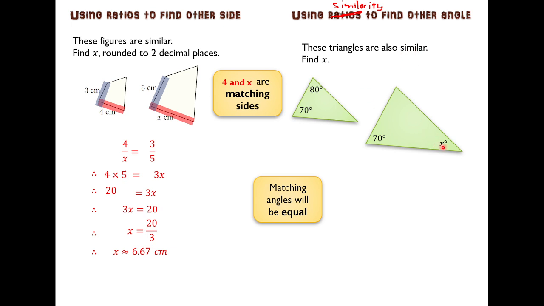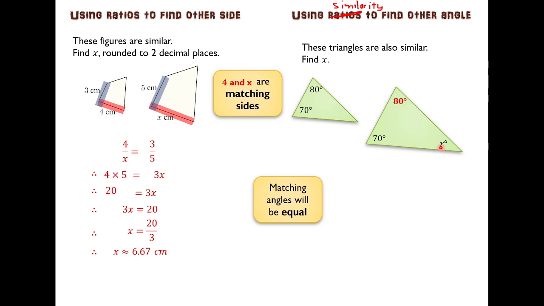We do have to find x, which is this angle. We can use this trick that matching angles will be equal. This angle here matches to that one, and they're equal. This angle here matches to that one, so that one has to be 80 degrees. Now we've got a triangle. We know two of the angles, so we can figure out the other one. We can make an equation. The interior angles inside a triangle will always add up to 180 degrees.